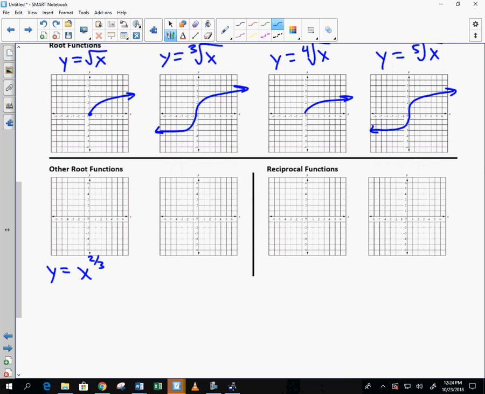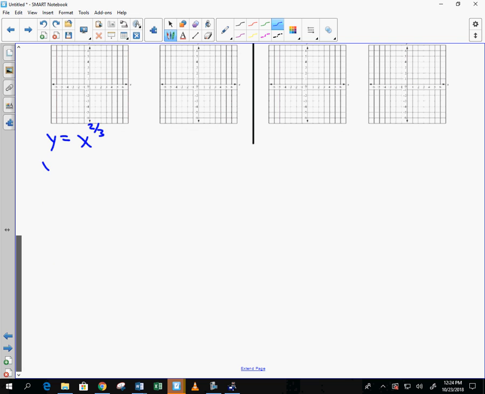But let's think about the negative values, okay? This is the same thing as y is equal to the cubed root of x squared. If you were to plug in positive 1, 1 squared is 1, and the cubed root of 1 is 1. So you plug in a positive, it produces a positive. Let's plug in a negative. Negative 1 squared is 1, and the cubed root of 1 is 1. Oh, so negative values also produce positive values, don't they? So it turns out this one looks like this.